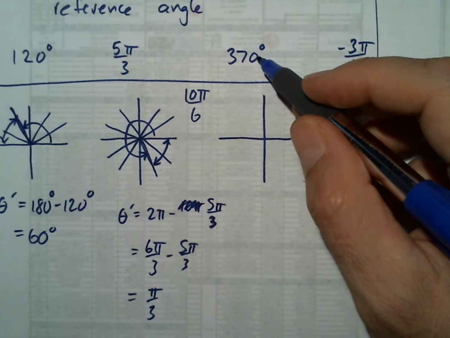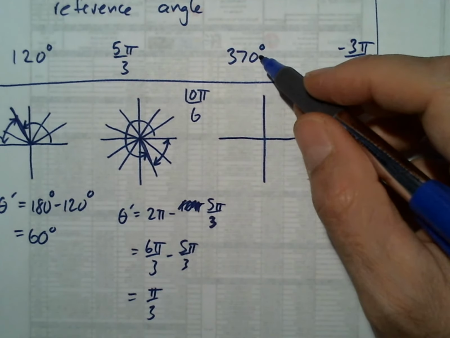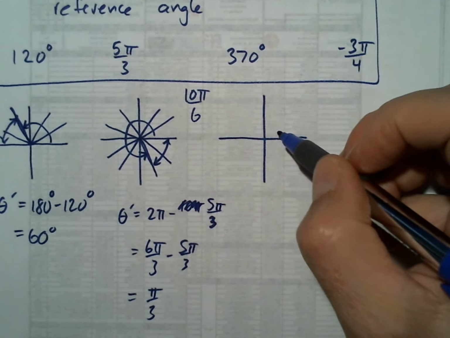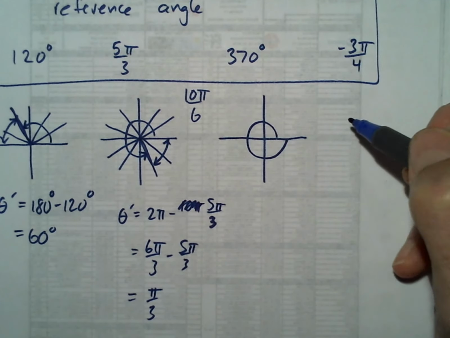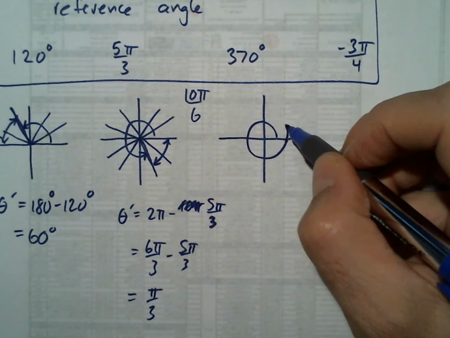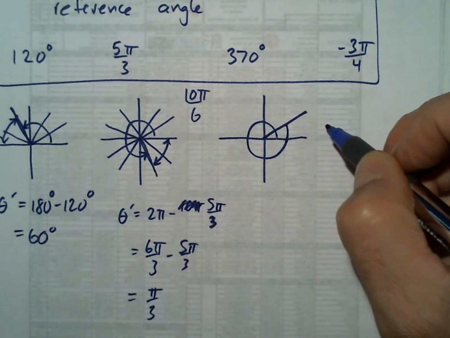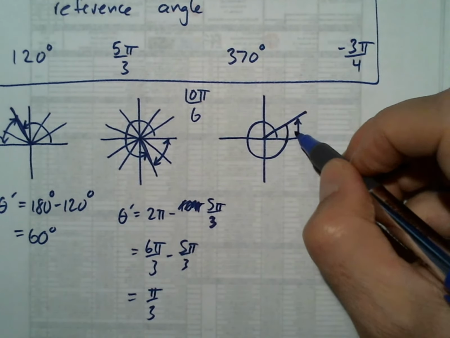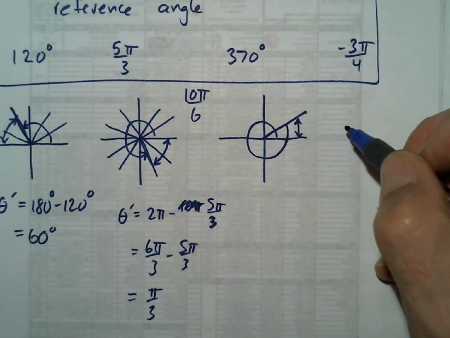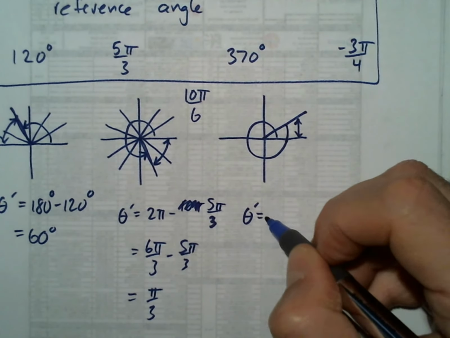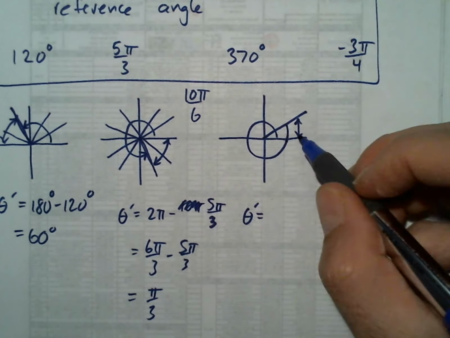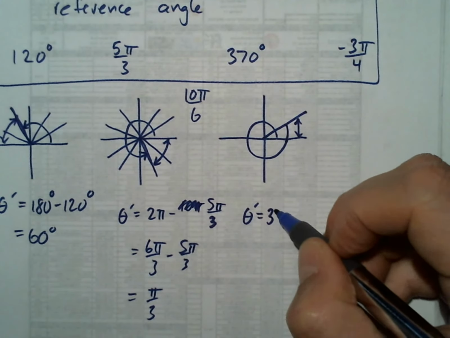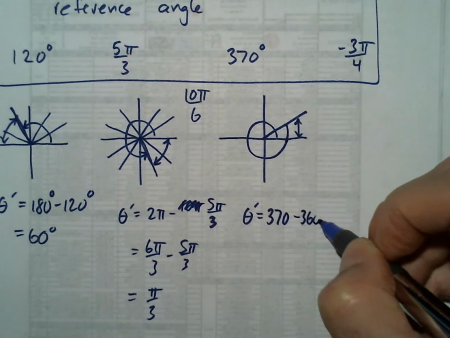370 is not a multiple of 45 or 30, so we'll just have to think of where that would be. If we go this far, that's 360, so we're going to go beyond 360, and that'll be to 370. Then we just find out what this angle is for the reference angle, and in this case, we've gone beyond 360, so we could just say 370 minus 360.